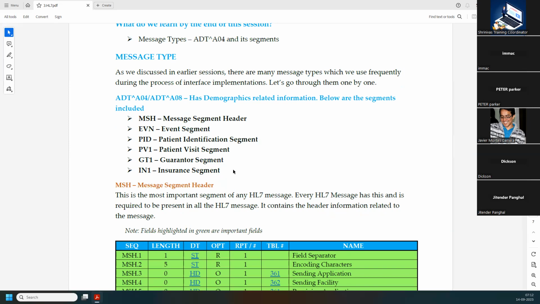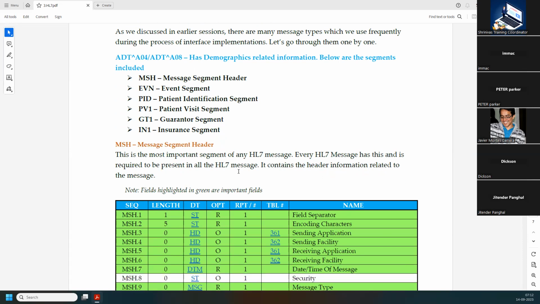Few may have only 3 segments like MSH, EVN, and PID. They may omit usage of PV1, GT1, and IN1. Or a few implementations might have MSH, EVN, PID, and IN1. They may omit GT1 or PV1. So there are multiple combinations that are possible. But in most of the cases, these are the common segments that we will see in an ADT message.